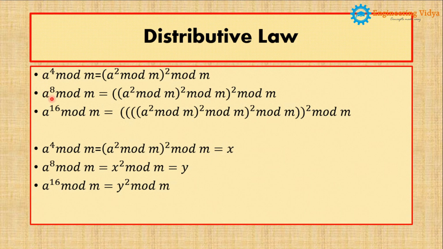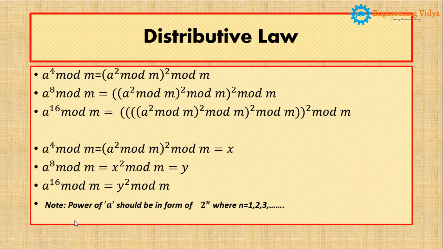This is one approach, and this is the other approach I had explained to you, and this approach is a little bit simpler. So you can go for any approach as per your choice. And one more thing you need to focus on. Whenever we want to take the power of a in the distributive law, here we are taking a power 4, a power 8 and a power 16 mod of m.